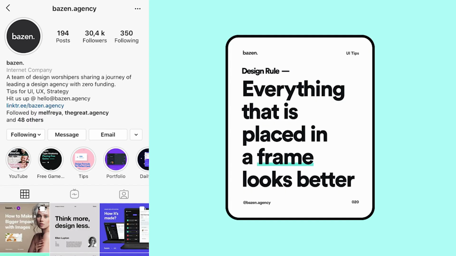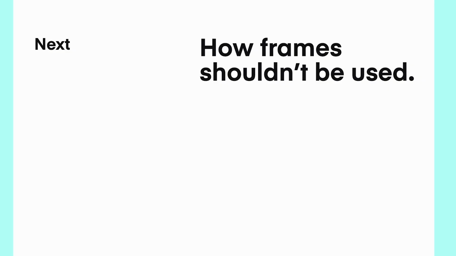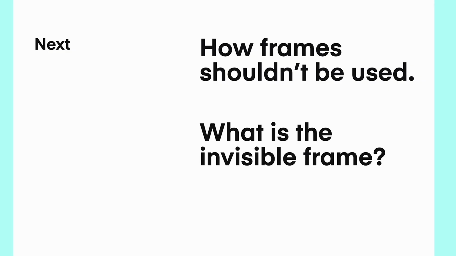And they can create a sense of organization and intention. For example, I'm purposely placed here instead of here because I have a frame from my window. Also, what we learned from our Instagram posts and from our previous video, everything that is placed in a frame looks a bit better. Okay, now we know how important frames are. Let's talk about examples of how they shouldn't be used, and then we can talk about invisible frames.